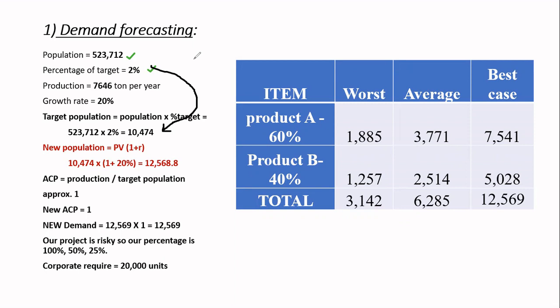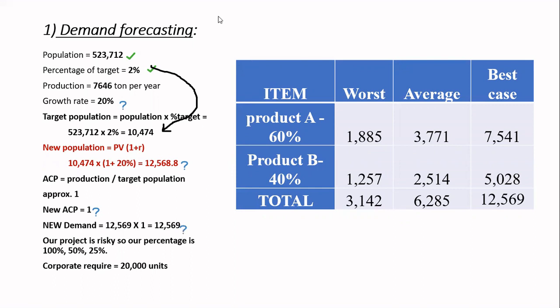And this is one of the most important points, which is the growth rate of this industry, which is 20%. Since we have a new population and the population is growing, when we calculate the growth of this population according to the target, you will find 10,474 times 1 plus 20%. That will be the new population in the new place that you're going to start. Assuming that this product has an average consumption per capita of 1 unit, which is given, the new demand will be 12,569.